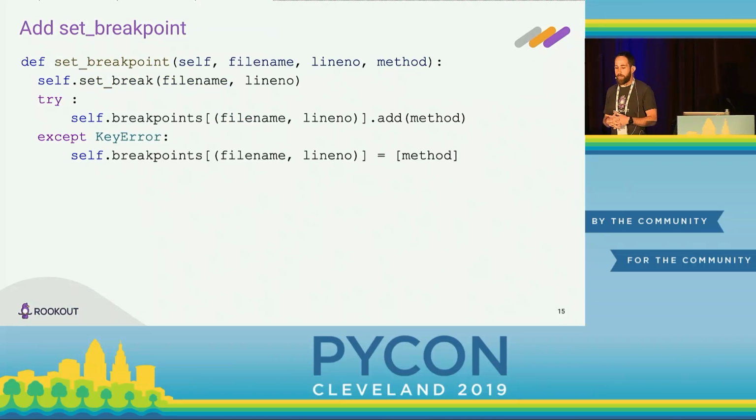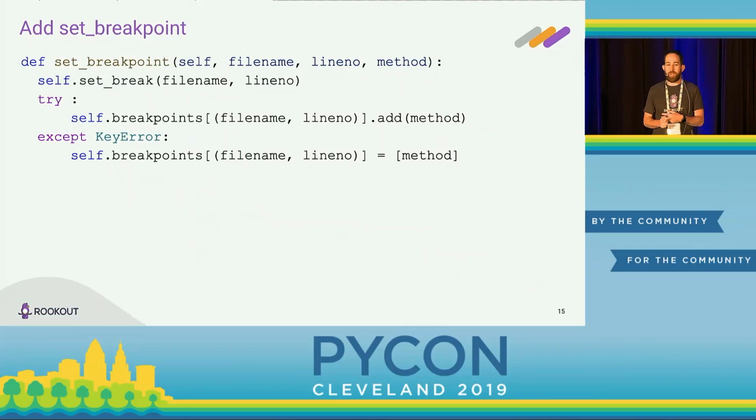Next, we add our setBreakpoint method. We accept the file name and line number we want to set the breakpoint on, and we get a method. This is the method we want to execute as a callback whenever the breakpoint is triggered. We call setBreak, which is a function we inherited from BDB, that has BDB set the breakpoint in its own internal data structure, and we update our breakpoints dictionary with a list of methods to be called. So if there is no method, we go to the KeyError exception clause and add a list with a single element. If there is already a list, we just add our method to it.